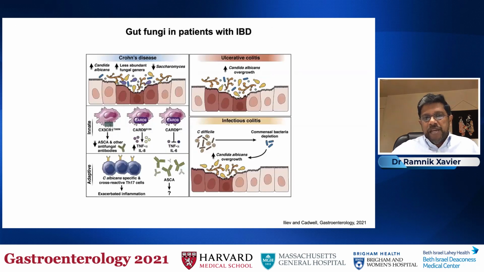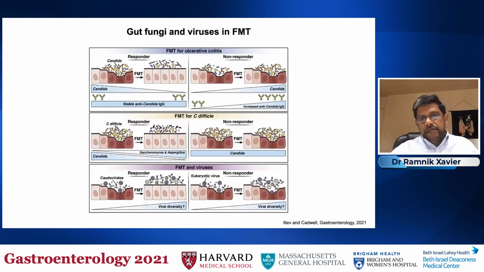What we've observed in patients with Crohn's disease and ulcerative colitis is an abundance and change in the microbiome structure. And this is also seen in patients with C. difficile colitis. And very quickly summarizing, the presence or absence of Candida has been correlated with response or no response to FMT, and similarly, this observation in fungi has also extended to viruses impacting disease.